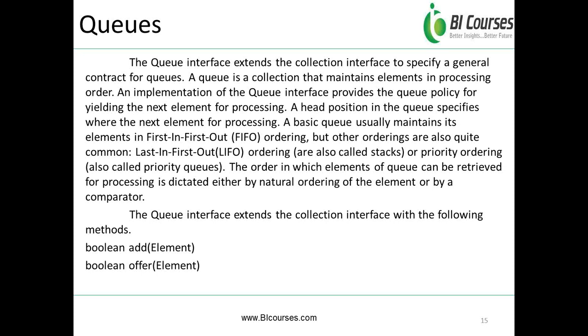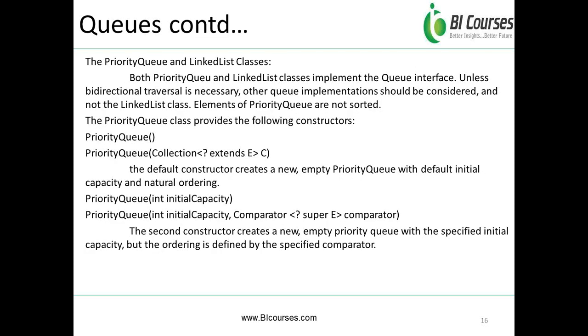A basic queue usually maintains its elements in first in, first out ordering, but other orderings are also quite common, like last in, first out, which we call a stack, in which the order in which elements are retrieved for processing is dictated either by the natural ordering of the elements or by a comparator. The Queue interface extends the Collection interface with the following methods: add of element and offer element.